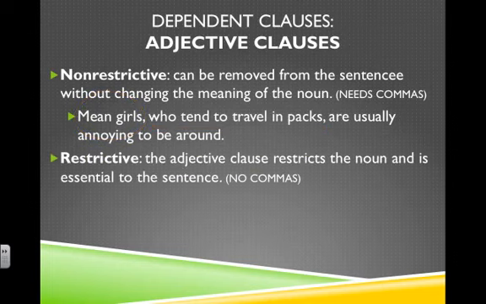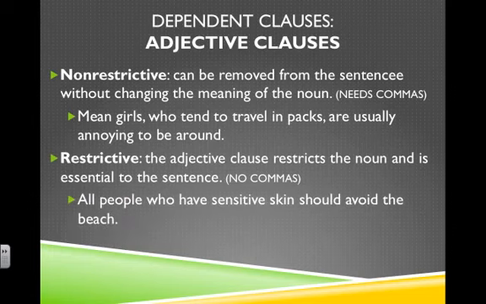Let's look at the opposite situation. If it's restrictive, the adjective clause restricts the noun and is essential to the sentence, so it does not have commas. All people who have sensitive skin should avoid the beach. If I take out who have sensitive skin, I have changed my noun. All people should avoid the beach? That's not really what I was trying to say. I was just saying certain people, people who have sensitive skin, those are the ones who had to avoid the beach. So basically, if that adjective clause is limiting your noun in any way, you do not have commas. They are essential. If it's not limiting the noun, if it's kind of just extra information, then you need commas.